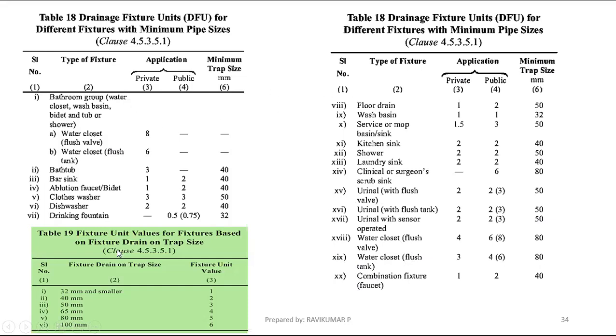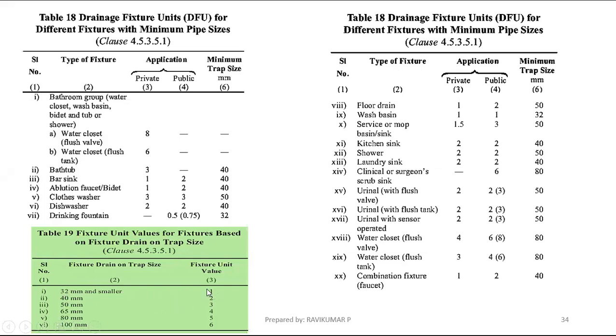Another table is the fixture unit value for fixtures based on fixture drain or drop size. So you don't need to think about the type of fixture, the fixture name you don't want to think. Just the outlet pipe size, fixture drain and drop size. Outlet drop is that size only you have to see.